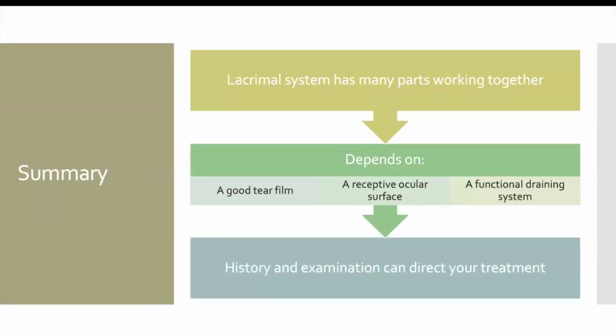So just to summarize the session, there's lots of different parts of the lacrimal system, and it's really important to consider all of them when you've got someone coming in with either dryness or epiphora. So consider where the tears are coming from, consider how they're being distributed across the surface of the eye, and then consider how they're being drained. So remember, you need a good tear film, you need a very receptive ocular surface for that tear film, and then you need a functional drainage system for everything to be running well together in tandem.